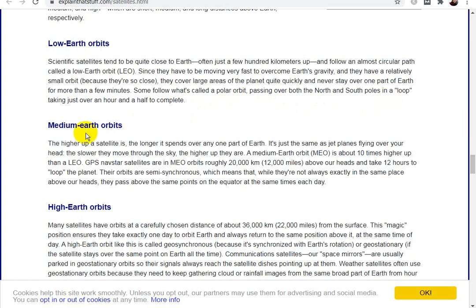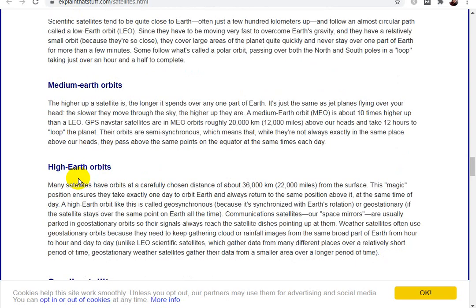Medium earth orbit has a longer span. It is above 20,000 kilometers. And high earth satellites are above 36,000 kilometers from the Earth.